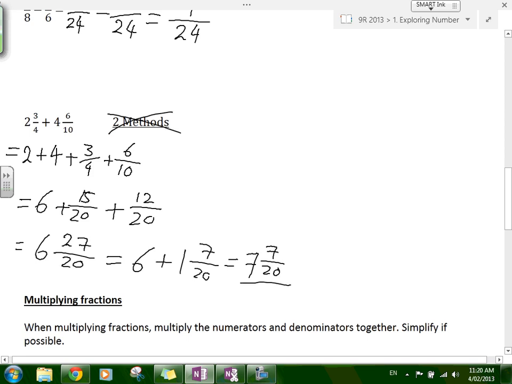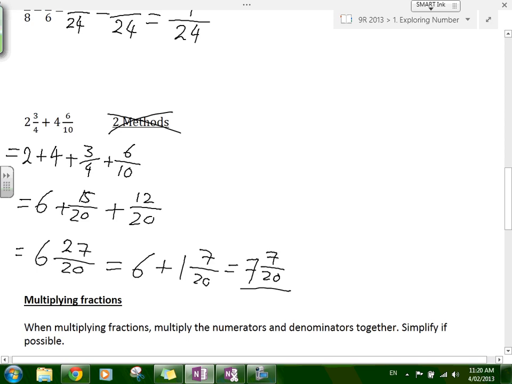Alright? I'm not going to do the second method because I want to keep it short. And the second method is longer.